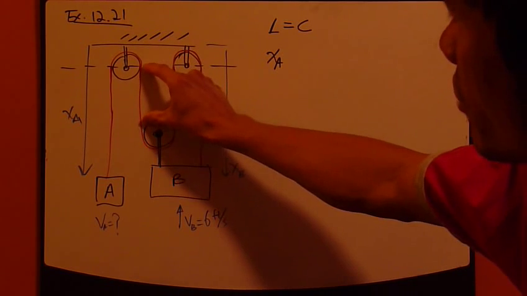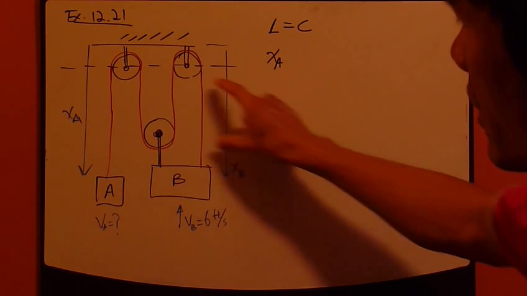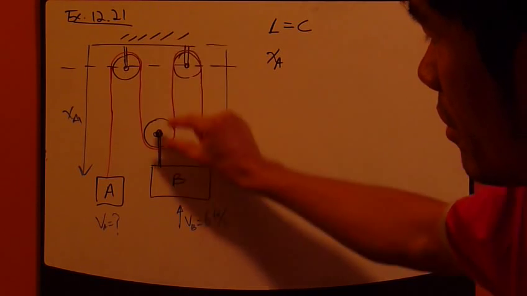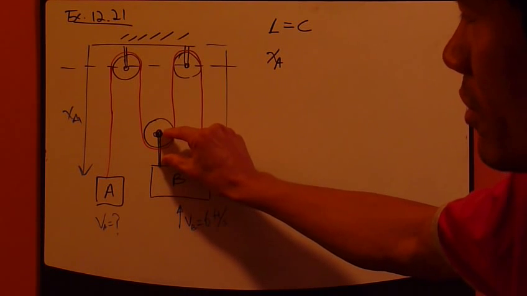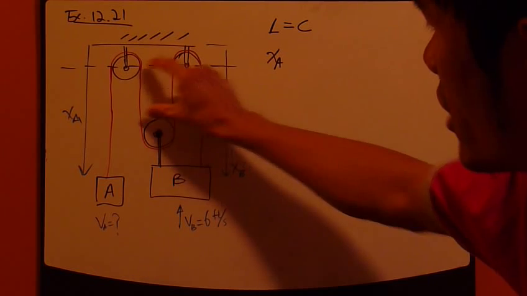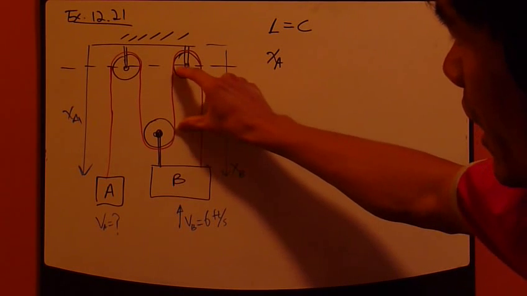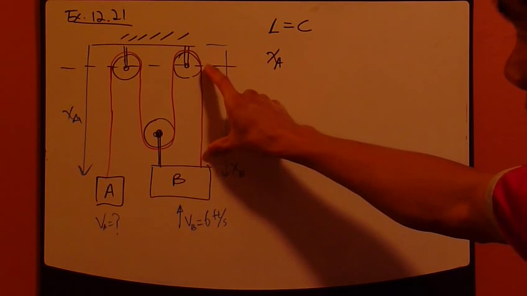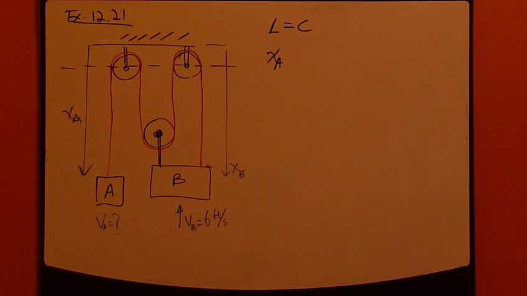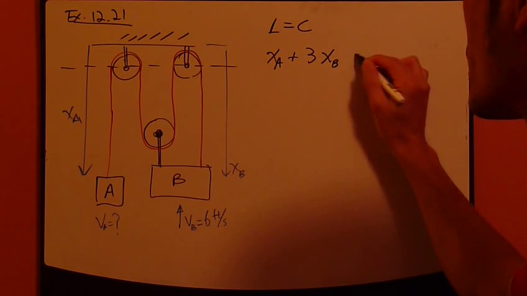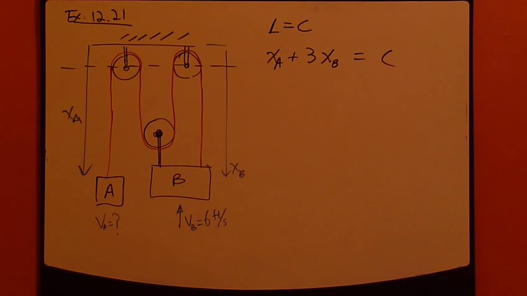Because let's say this stretch right here is the same as XB, just that you're off by this much, which is always a constant, and this much, which is again another constant. So this stretch and XB is the same thing. This stretch again can be expressed by XB, and this third stretch is XB. So now we have 3 times XB equals constant.